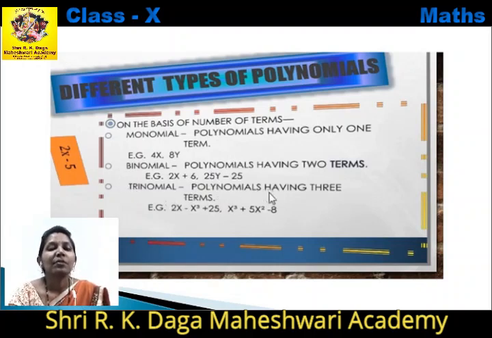Trinomial. A polynomial having three terms is called a trinomial. In this example you can see 2x minus x cube plus 25, and x cube plus 5x square minus 8. In these two examples you can see there are three terms, 1, 2, 3, and in this example also 1, 2, 3, so three terms are there, so it is called a trinomial.